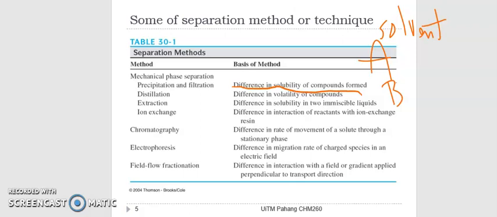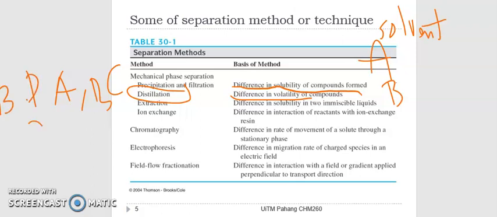Okay. For distillation, when can we use distillation? Bila kita boleh pakai distillation? You can use distillation when your analytes, for example A, B, C, have different volatility. When we see difference in volatility, it means they have different boiling points. When these analytes have different boiling points, of course you can separate them.